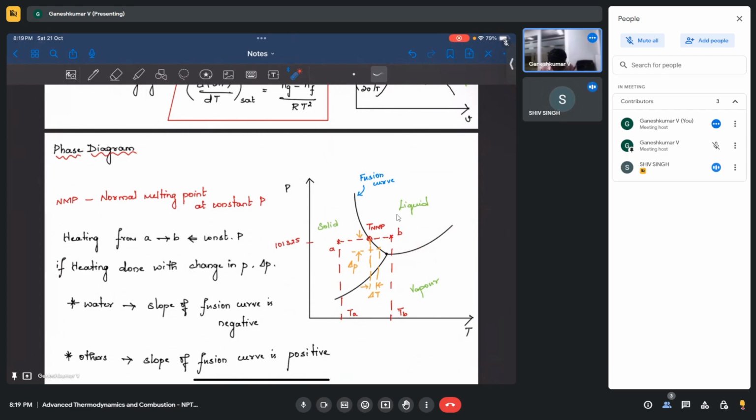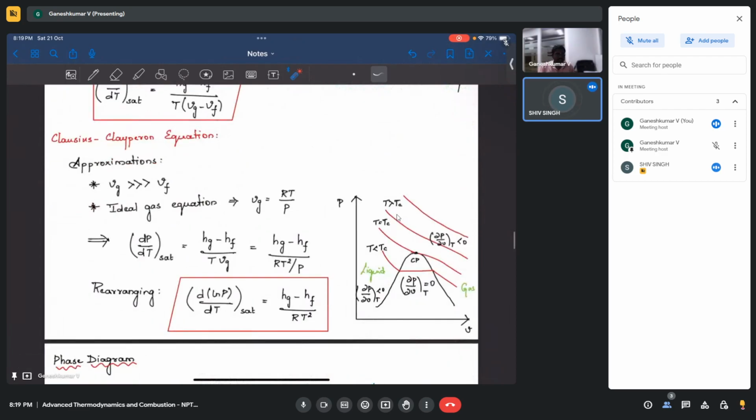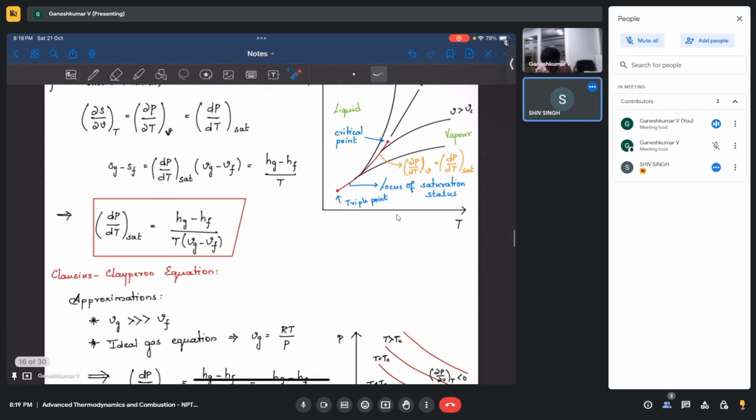Let's say this is 1 atmosphere. At 1 atmosphere you know HFG is some kilojoules, but at two atmosphere we don't know how much HFG is, right? But we know P sat and T sat. Then you can put them in this equation to find the amount of heat. So these are two different processes, that's what I'm trying to say.